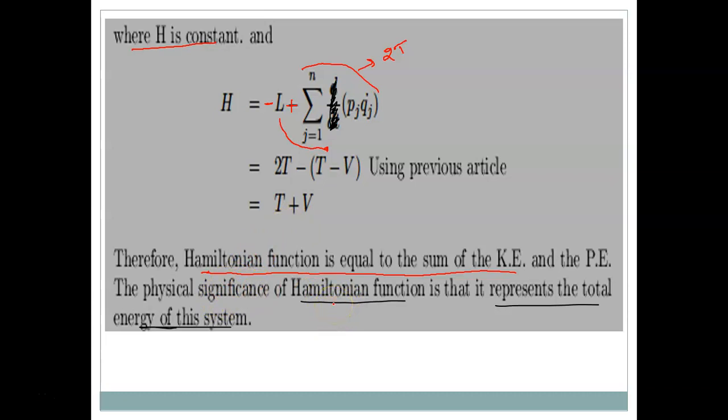So in this article, we have obtained the expression for the Hamiltonian function for a system of particles, and that is H is equal to minus L plus summation Pj Qj dot, j going from 1 to n.